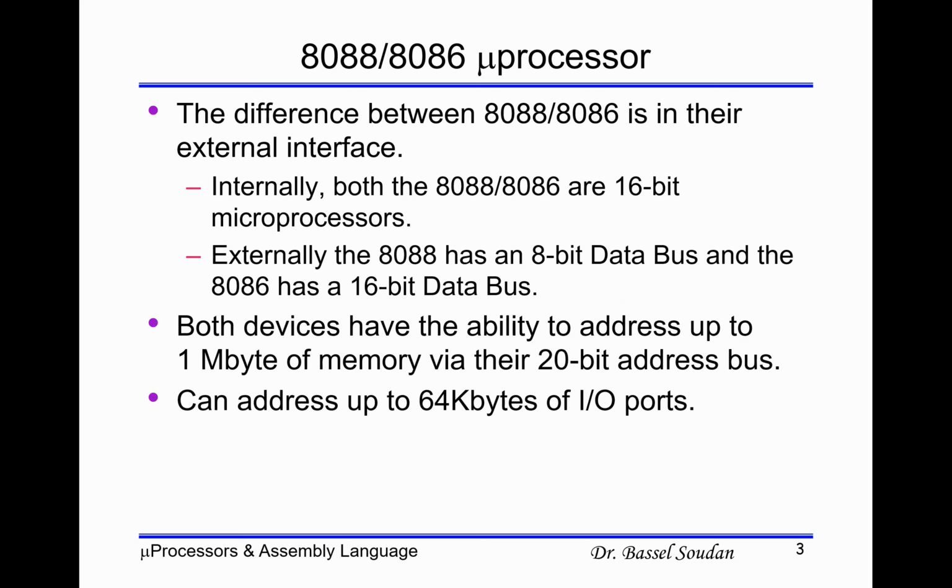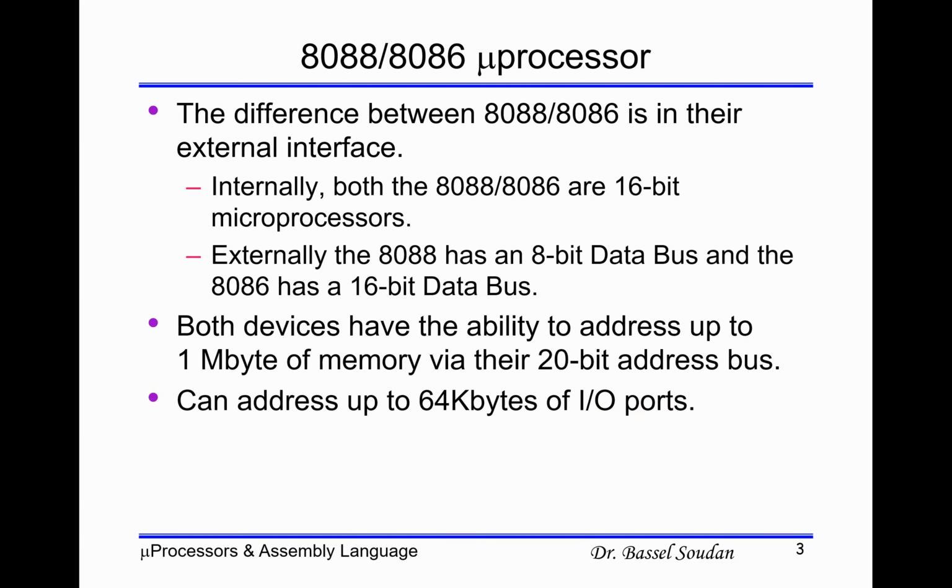There are some differences between the 8088 and the 8086, but we will not go into details for those differences. We just very briefly want to discuss mainly the input-output for the 8086. As we mentioned, there is a difference between the external bus of the two: one of them is 8 bits and the other is 16 bits.